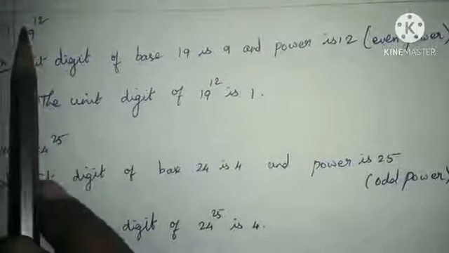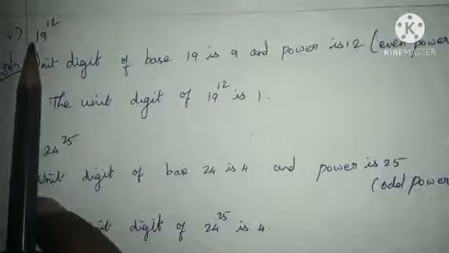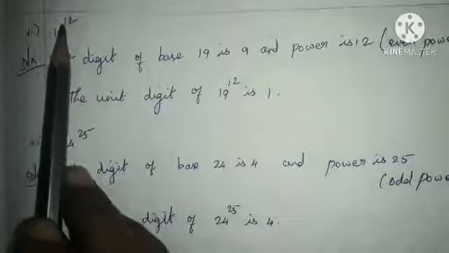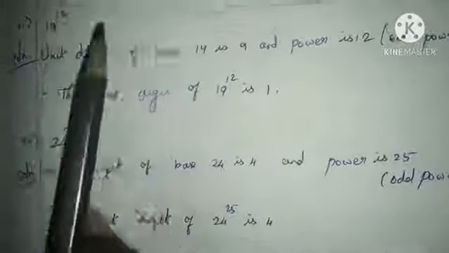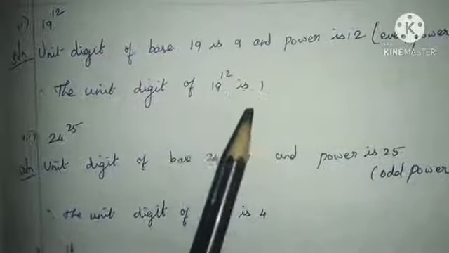Next sum, 19 to the power 12. Here also the base has the unit digit 9. But the power is given as 12. It is an even number. Therefore, the unit digit of 19 to the power 12 is 1.